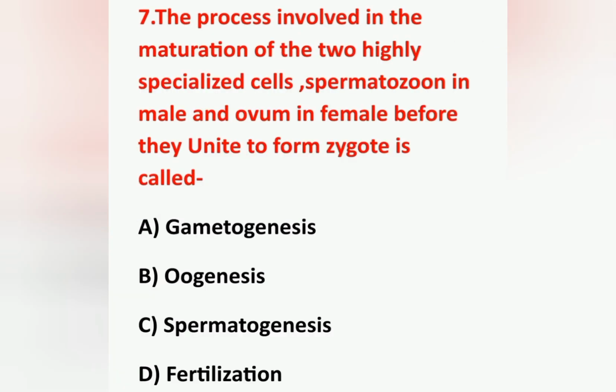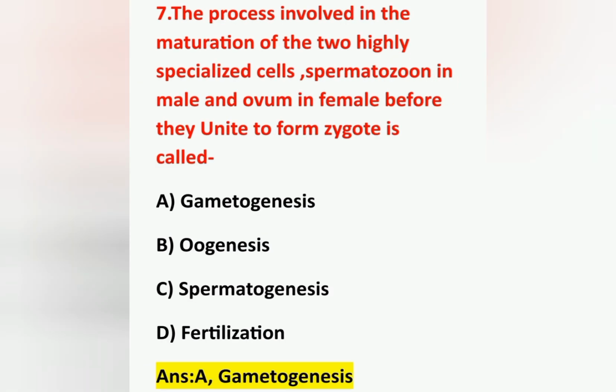The next question, the process involved in the maturation of two highly specialized cells, spermatozoon in male and ovum in female, before they unite to form zygote is called. Options are option A gametogenesis, option B oogenesis, option C spermatogenesis and option D fertilization. Here correct answer is option A gametogenesis. Gametogenesis is the process of maturation of highly specialized cells, that is spermatozoon in male and ovum in female, before they unite to form zygote. That is known as gametogenesis. This gametogenesis include oogenesis and spermatogenesis.